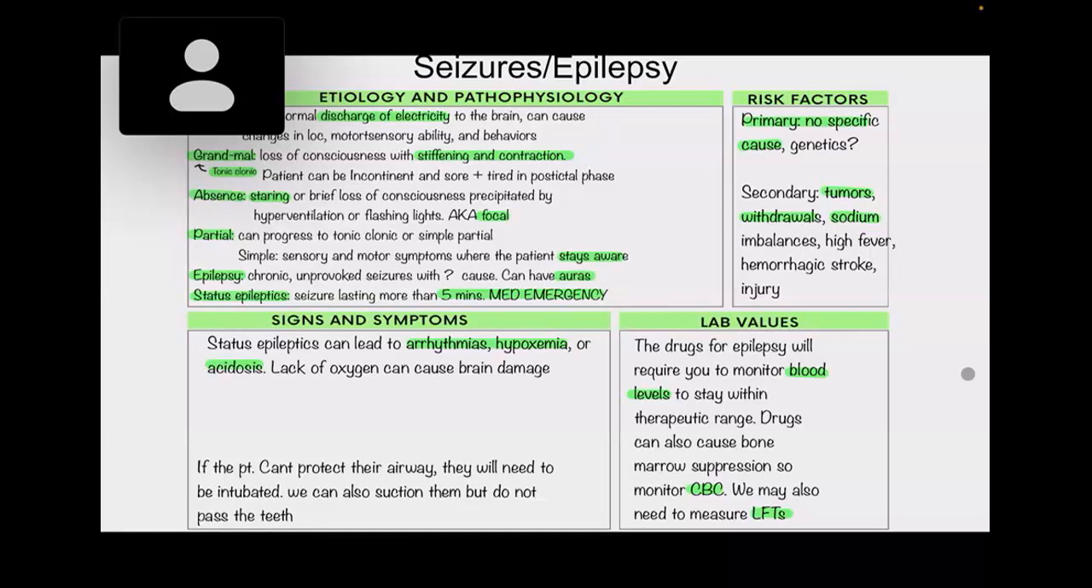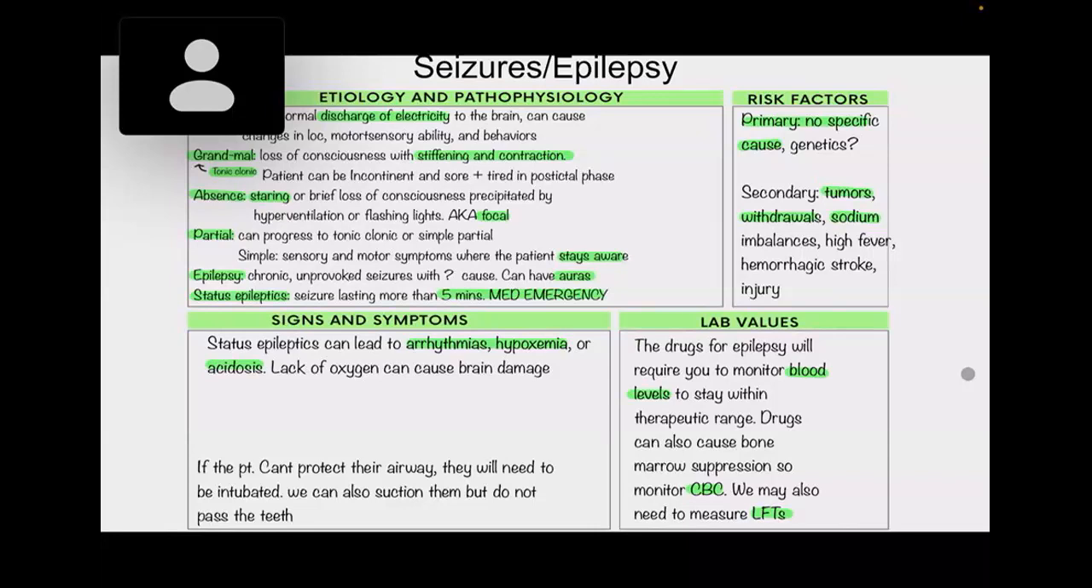Essentially, if the seizure lasts more than 5 minutes, this is a medical emergency. The reason it's a medical emergency is because when you are seizing, you are using up a lot of oxygen reserves, a lot of energy. So if a patient has been seizing longer than 5 minutes, we are now concerned that there's going to be an issue with adequate oxygenation and tissue perfusion. So if the seizure lasts longer than 5 minutes, we call 911. Okay.